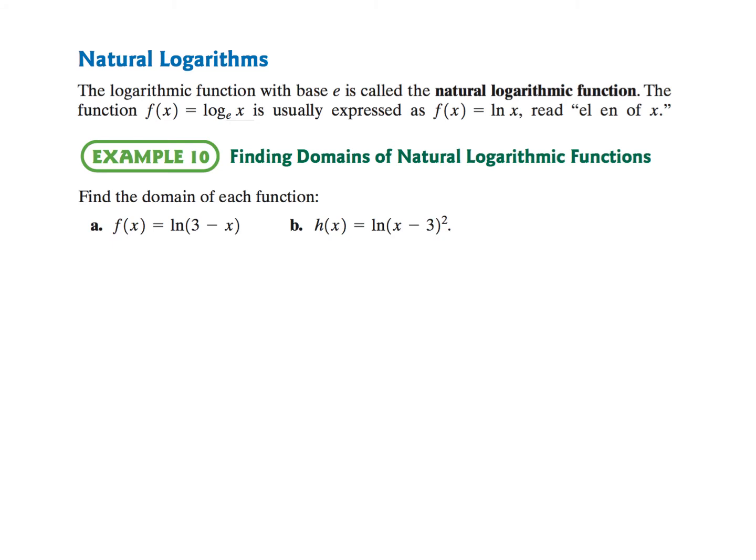Okay, so we want to find the domains of the natural logarithmic functions, and it's absolutely no different than doing the domains of the regular log functions. So here, for part A, I want to take this inside and set it equal to 0. So 3 minus x is going to be equal to 0. And then I'm going to solve this to get x is equal to 3. This is my vertical asymptote.